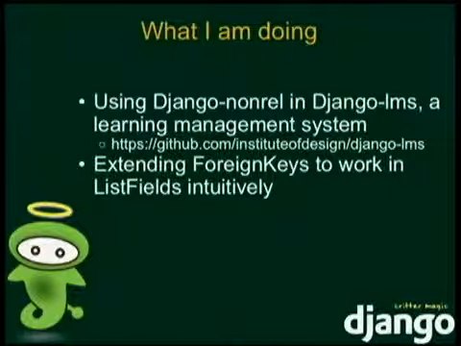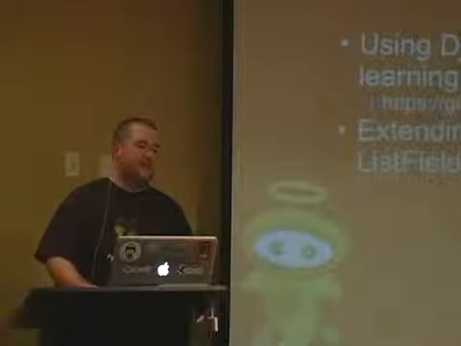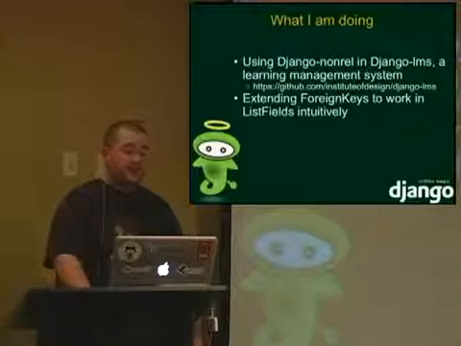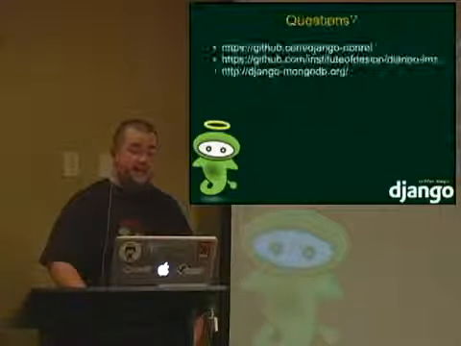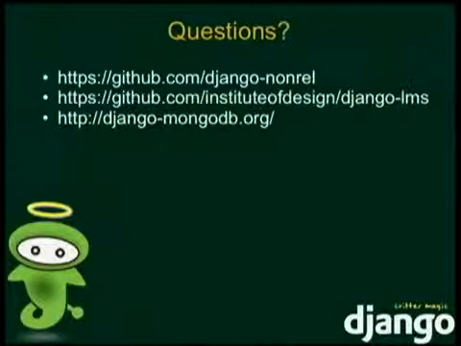I'm also working on extending foreign keys to work in list fields intuitively. Currently, when you push foreign keys in the list fields, you have to push the IDs of the keys in and out. It gets stored in the backend, but I would like to be able to query against them with the actual model instance, and it's really mostly because I'm nitpicky. And actually that is everything I wanted to say about non-rel, and I'd like to take questions because last time I did this, there was a lot of questions, so I want to give plenty of time.